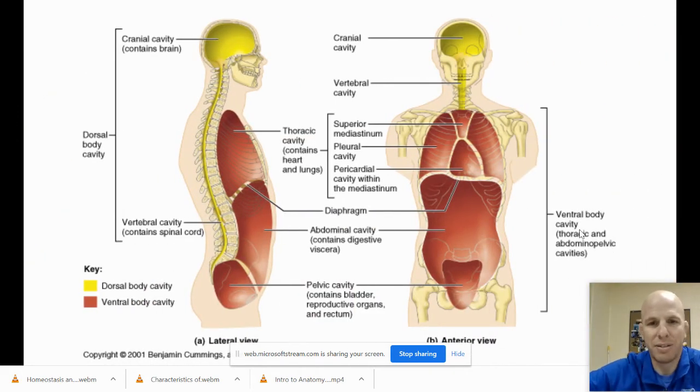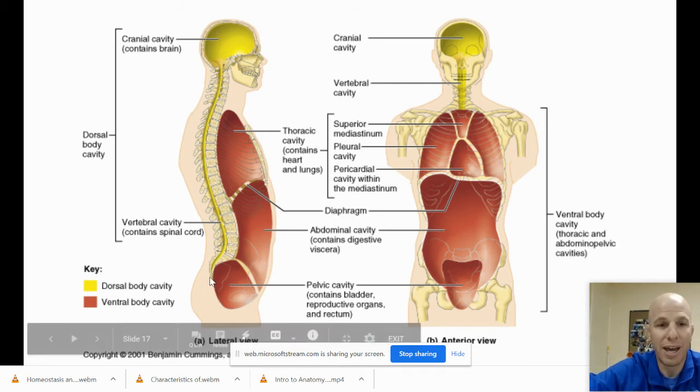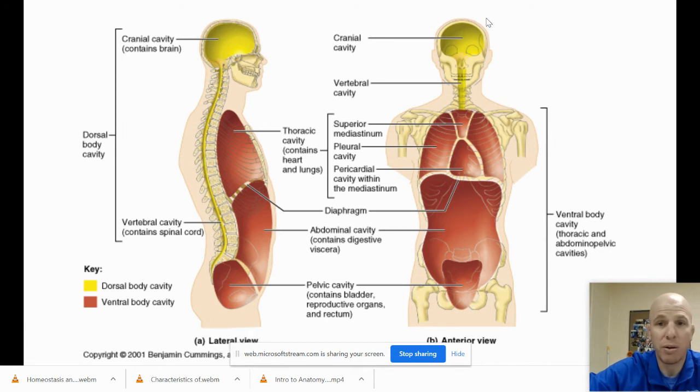So let's look at the cavities. Well, here's the breakdown of it. All the stuff in yellow are my dorsal body cavities. So I have the cranial cavity, and then the vertebral cavity or spinal cavity going right here.